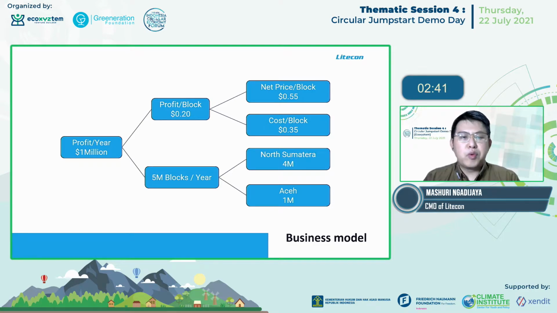We strongly believe that we would be able to achieve a profit of $1 million per year, as we make a profit of 20 cents per block with a selling price of 55 cents per block. And this is only counting the market in North Sumatra and Aceh.